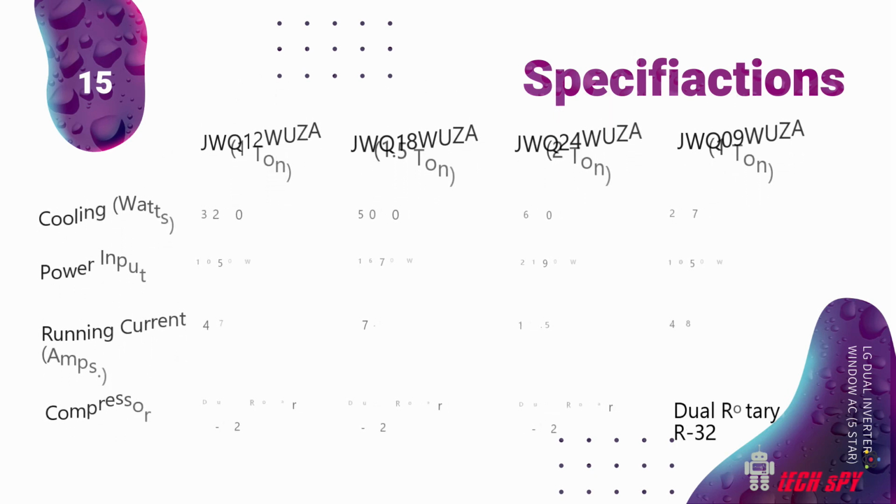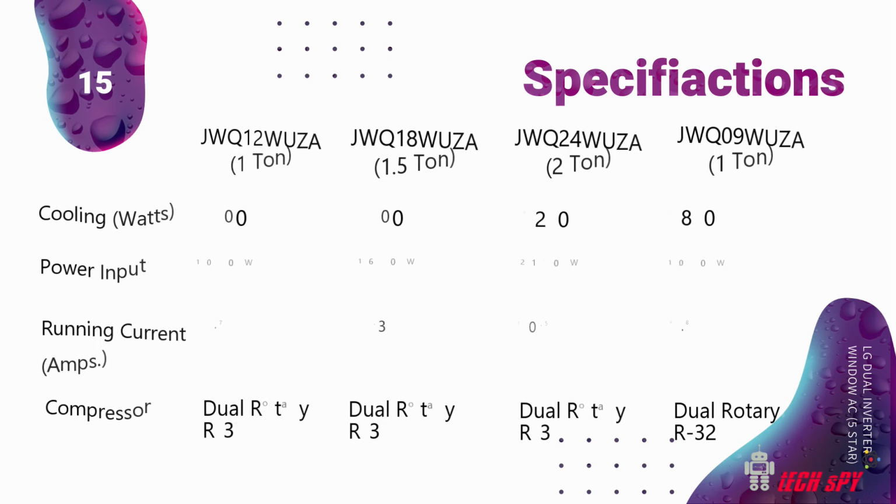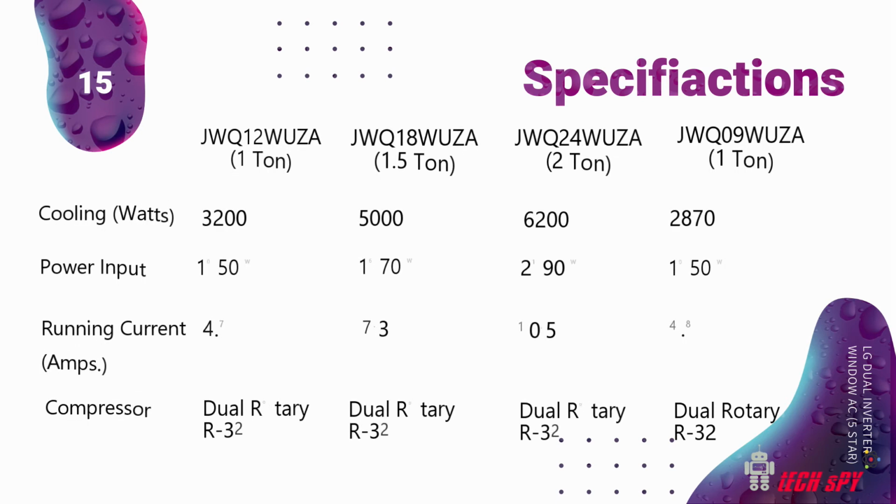Hello friends, so now let's talk about the specifications of these four variants of LG Dual Inverter Window AC. First we talk about cooling watts. The 1 ton variant has 3200 watts, 1.5 ton 5000 watts, 2 ton 6200 watts, and the new model 2870 watts. Talking about power input, 1050 watts, 1670 watts, 2190 watts, and 1050 watts. Running current in amperes, 4.7, 7.3, 10.5, and 4.8. Talking about the compressor, all four variants come with a dual rotary motor and work with R32 refrigerant gas.